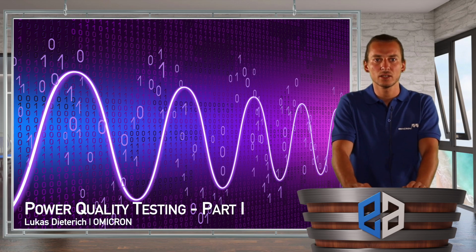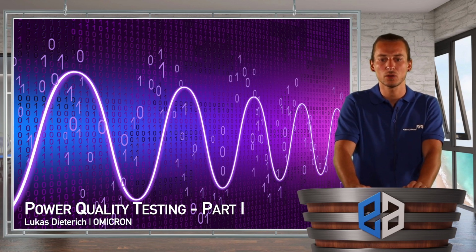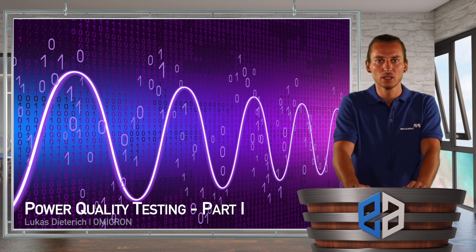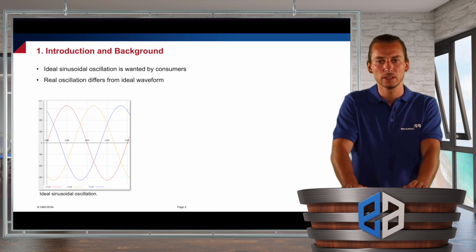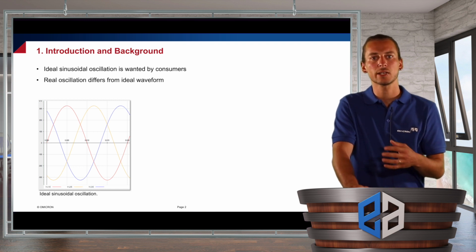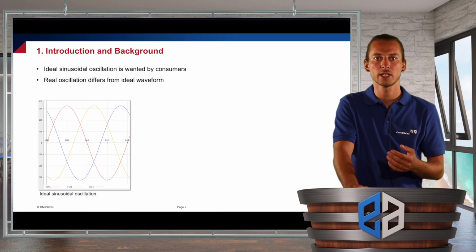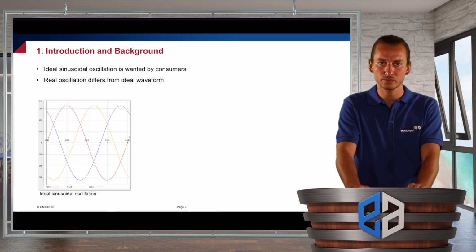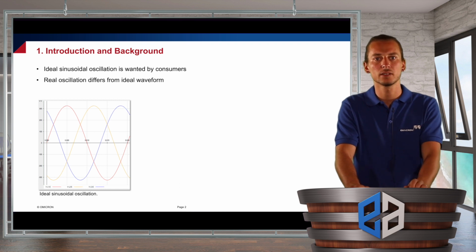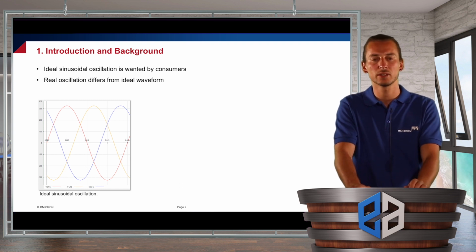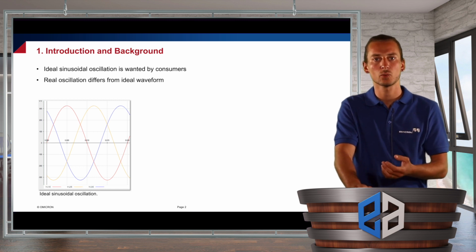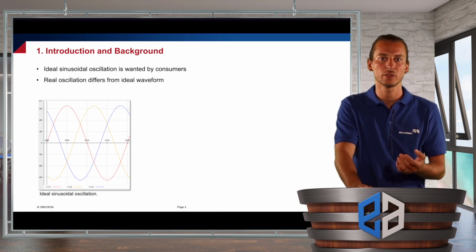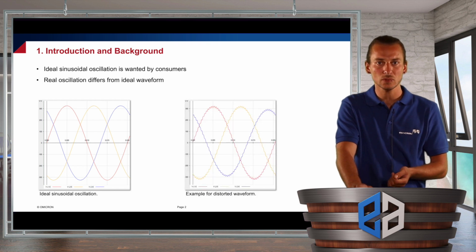Hey, welcome together to learn something about testing power quality analyzers. To start with, first of all, a little bit of introduction and background knowledge. As you all know, in the electrical grid, a sinusoidal oscillation is wanted by the consumers and also by the grid operators. But in reality, this sinusoidal waveform is not given, but we have some kind of a disordered waveform which differs from this ideal waveform.